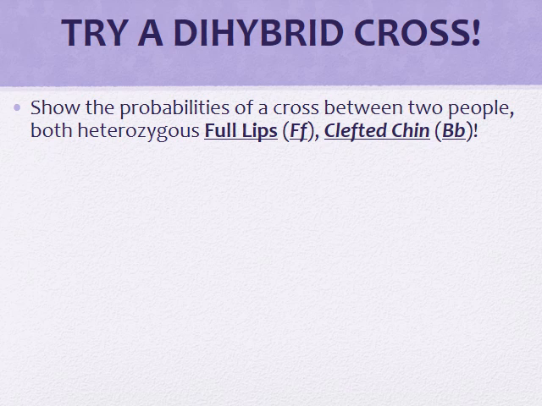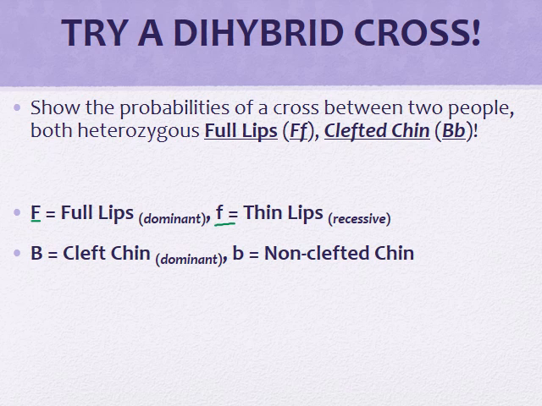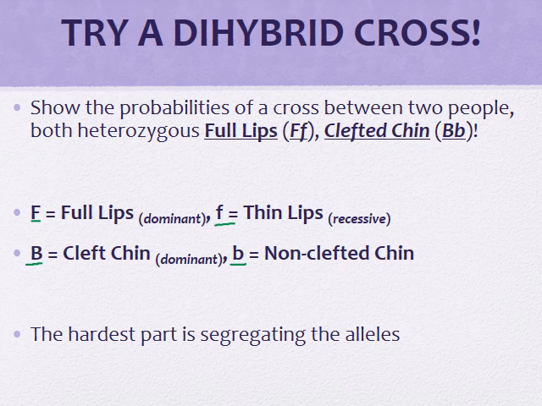Let's show the probabilities of a cross between two people which are both heterozygous for full lips and clefted chin. Now clefted chin, that's the butt chin. You got a nice little crevice there in your chin. So let's recognize that full lips is dominant to thin lips. So full lips being big F, thin lips being little f. And for the chin, we're going to use big B for cleft and little b for non-clefted or normal chin.